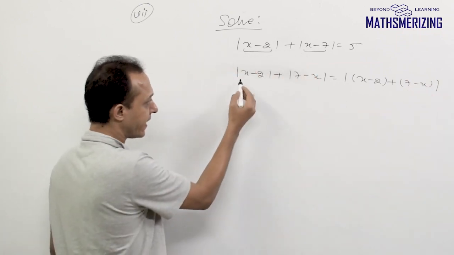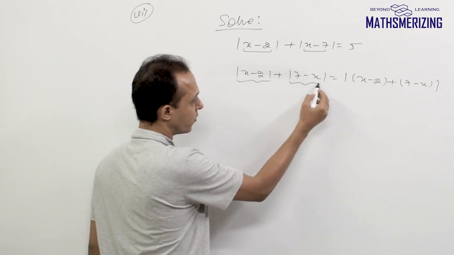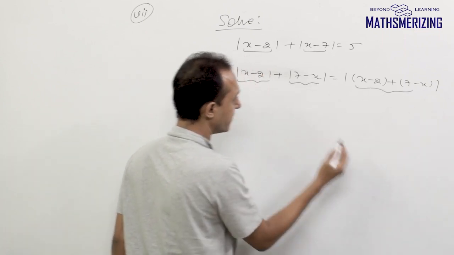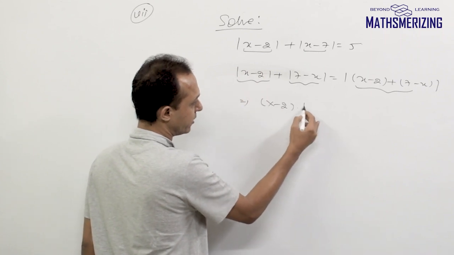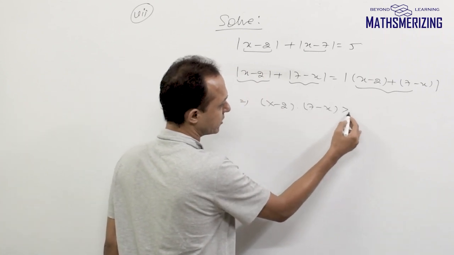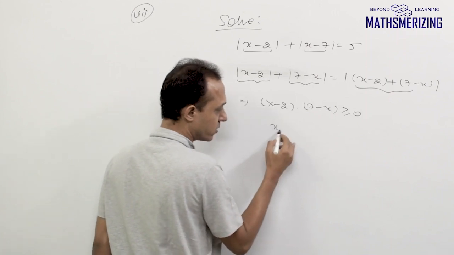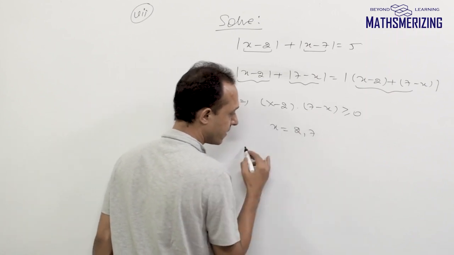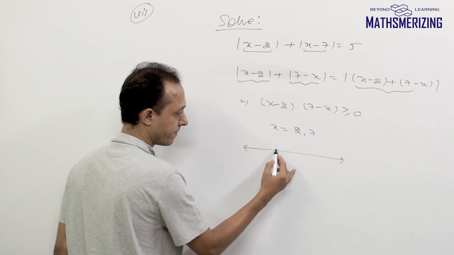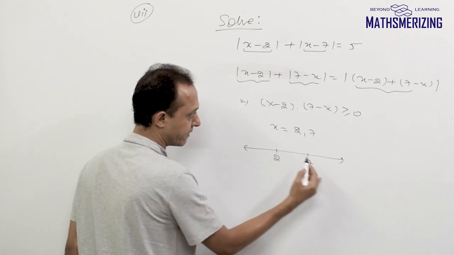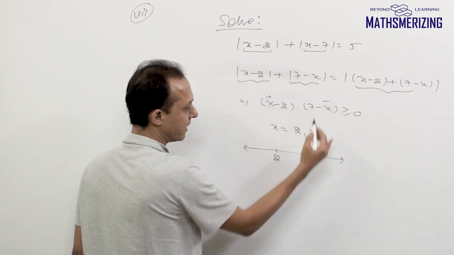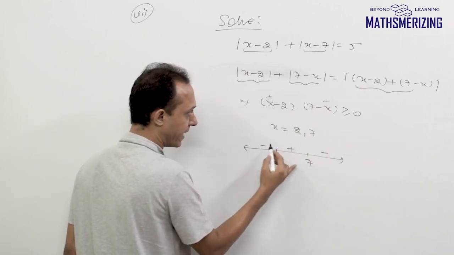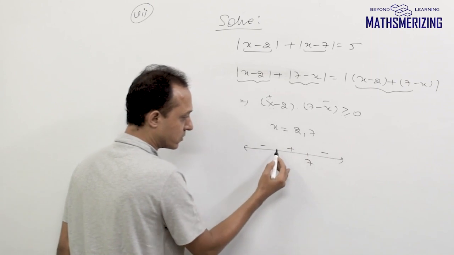So in this case, again, this is mod x plus mod y equals mod of x plus y. So again, I can write it as x minus 2 into 7 minus x should be greater than or equal to 0. So what are the roots? Roots are 2 and 7. So I'll put it on the number line. So this is 2, this is 7. Rightmost, coefficient of x is minus, so plus into minus is minus. So minus, plus and minus, and I need greater than or equal to 0, which is plus.